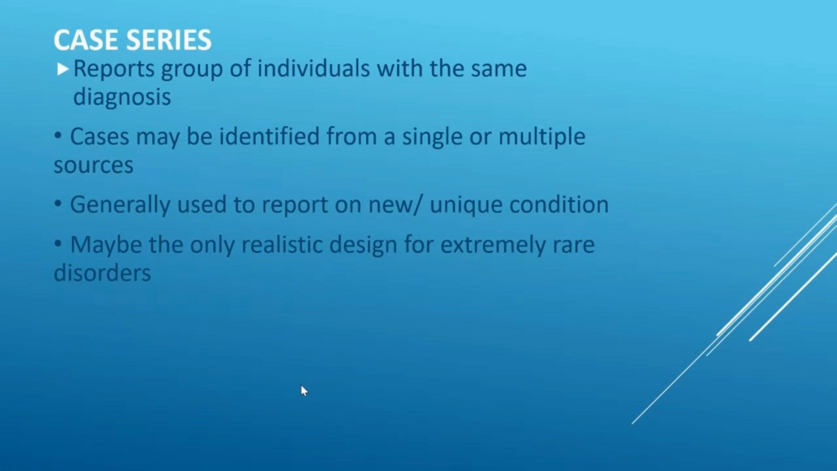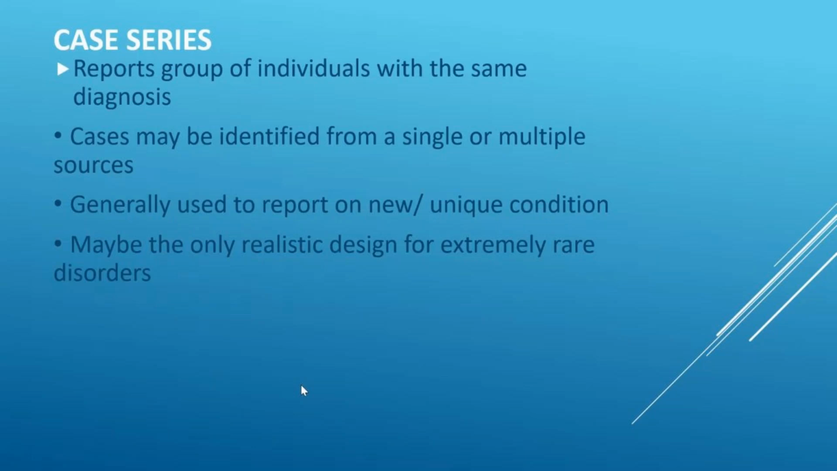Case series, these are the case series. They will report group of individuals with the same diagnosis, and cases may be identified from a single or multiple sources. Like, it is not necessary that all the cases would be occurring in your hospital. Maybe you have read a report about a certain problem in your hospital, then maybe from another city that somebody has reported a similar case, or maybe somebody in another country has reported the same thing, and now you're developing the link between the cases.